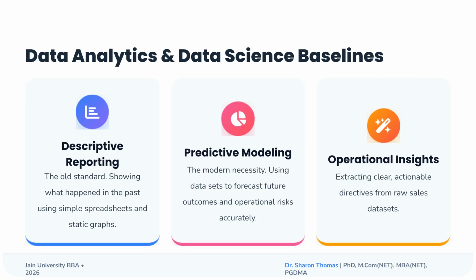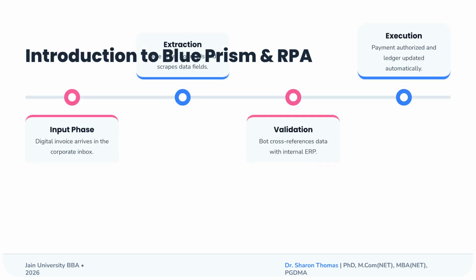Finally, move beyond simple descriptive reporting. Leverage predictive modeling and actionable operational insights to effectively manage data in modern business environments. Now let's explore the role of Blue Prism and robotic process automation in business. This framework typically involves input, extraction, validation, and execution phases.